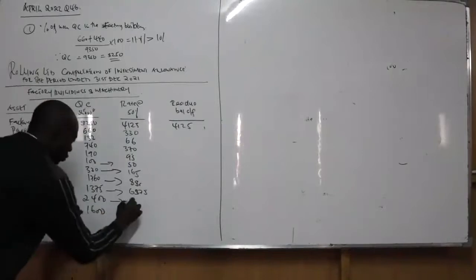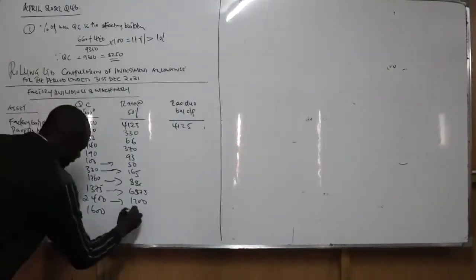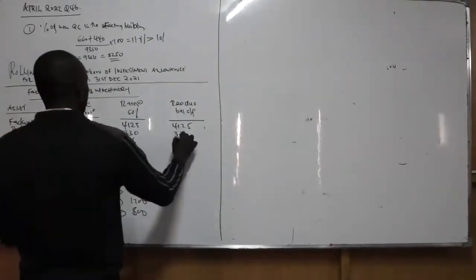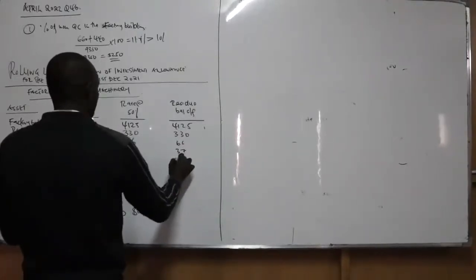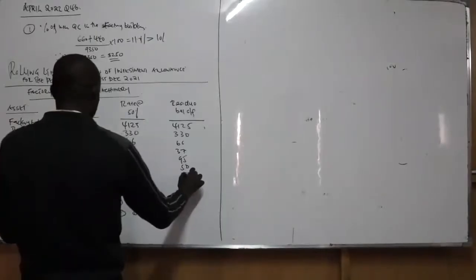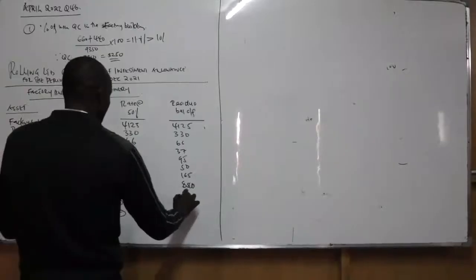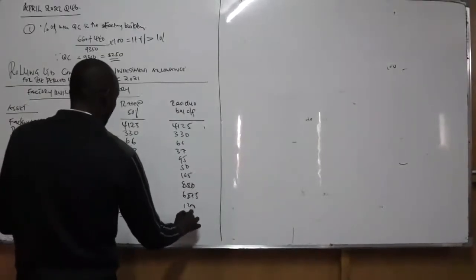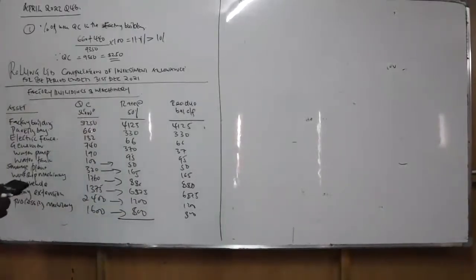This is 1,200, and then we have this is 800. So the remaining residue will be 330 here. This is 366, 370, 95, 50, 165, 880, 880, 687.5, 1,200, and 800. So this is the total amount that you're going to claim that year in regard to factory building and grant.